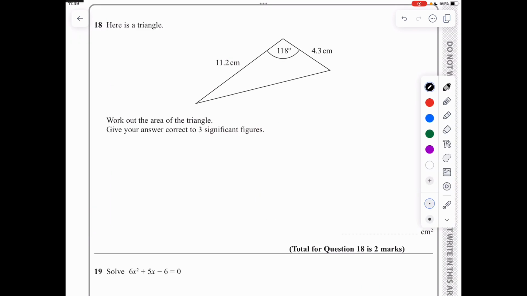In 18, we're given this triangle here and we need to work out its area, giving our answer correct to three significant figures. Well, we start by reminding ourselves that the area is a half ab sine C. So in our case, it's going to be a half times 11.2 times 4.3 times the sine of 118 degrees. This turns out to be 21.3 squared centimeters.